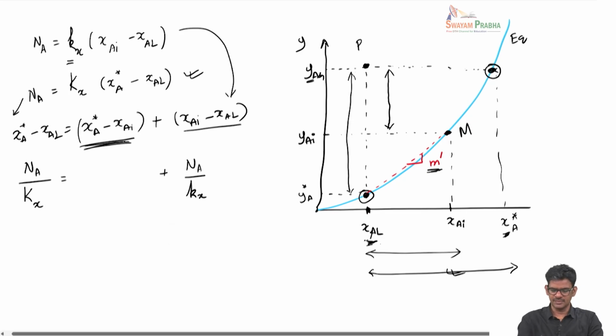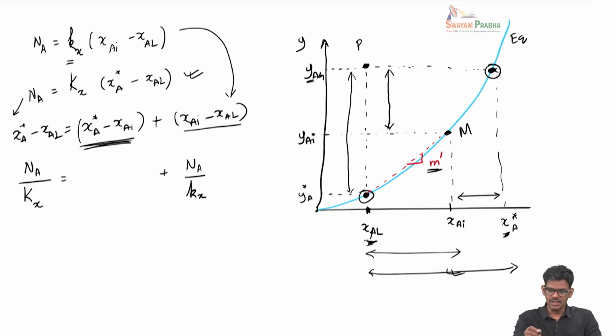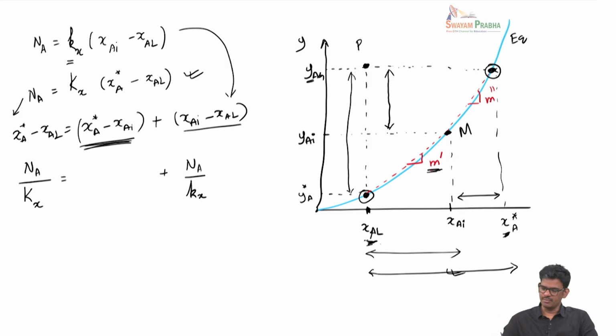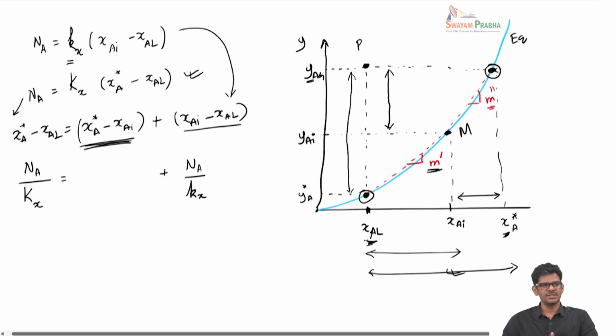Now this is a new term which corresponds to this particular difference, XA star minus XAI. To find this out, we are going to use another line that connects these 2 points, and we will say this slope is m double prime. Suppose if this equilibrium line is a straight line, both m prime and m double prime will be the same. However, depending upon the temperature and operating condition, the equilibrium line need not be a straight line always. It can have a local curvature.